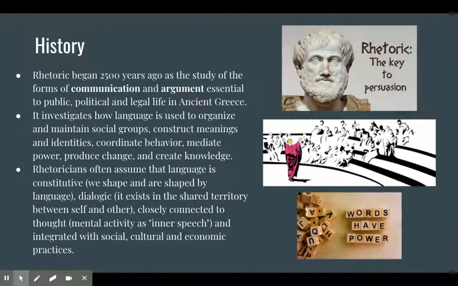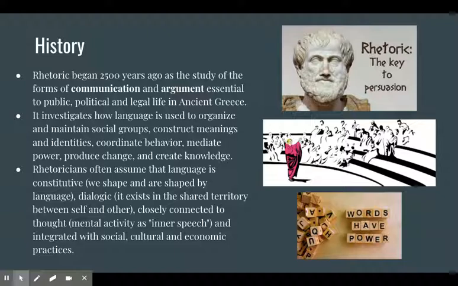Rhetoric began in ancient Greece about 2,500 years ago, and it was the study of the forms of communication and argument that were essential to public, political, and legal life. It investigates how language is used to organize and maintain social groups, construct meanings and identities, coordinate behavior, mediate power, produce change, and create knowledge.